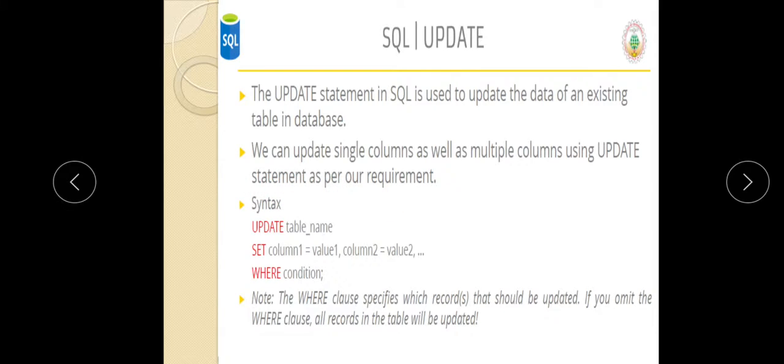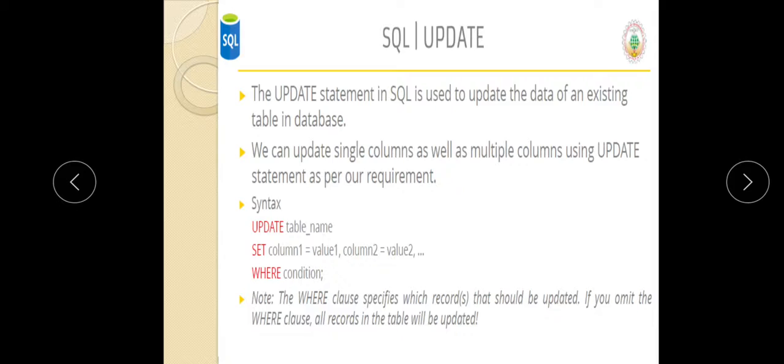Let us see the syntax. This is the syntax. This red highlighting is the keyword. Update is the keyword, so update space table name, the name of the table. Then we write another keyword, that is set. Set is the keyword for telling which column we would like to update. So set column 1 equal to value 1, column 2 equal to value 2. So column 1, the value must be updated here, and column 2, the value must be updated here.